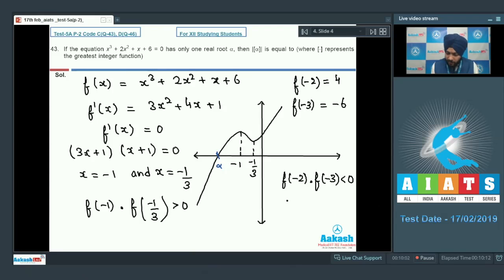So we have alpha belonging to minus 3 to minus 2. And the greatest integer value of alpha will be minus 3. And the modulus of greatest integer value of alpha will be equal to 3 simply. Okay. So we have the answer. 43 has the answer 3. Let us move on to 44.